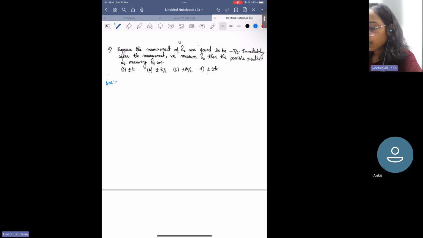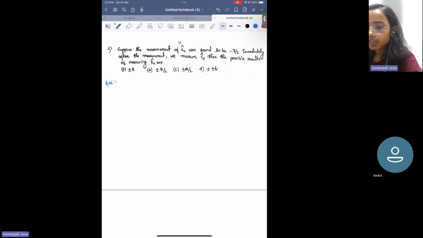So the second question is, suppose the measurement of Sx was found to be minus ħ/2, and immediately after the measurement, we measured the Sz component of spin angular momentum. Then the possible results of measuring Sz are. So it is based on the Stern-Gerlach experiment.